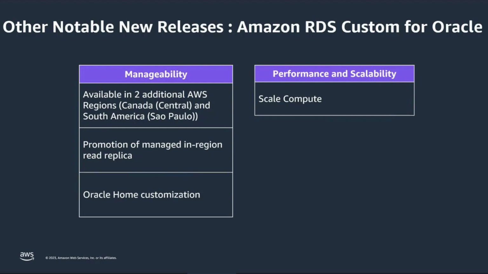Under performance and scalability, one of the awaited features for RDS Custom for Oracle is now available, and that is ability to scale compute capacity up or down.